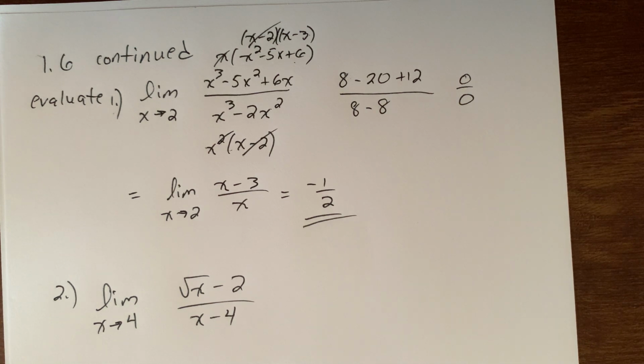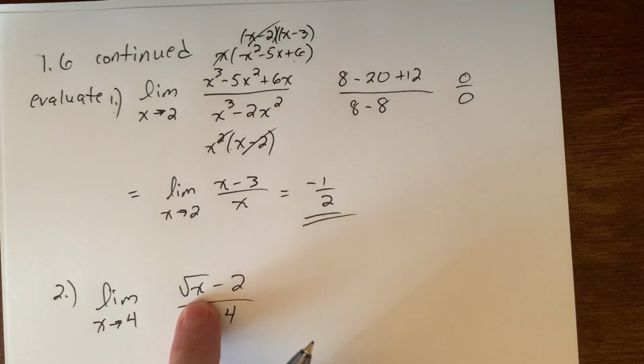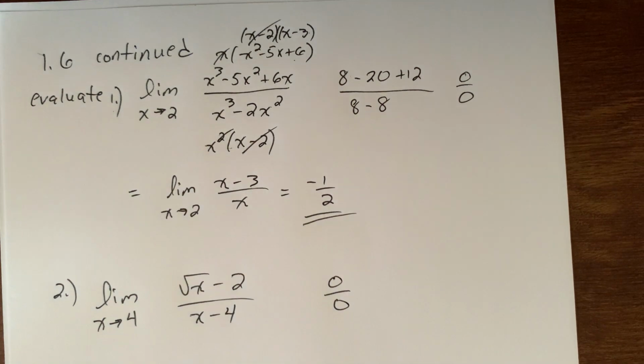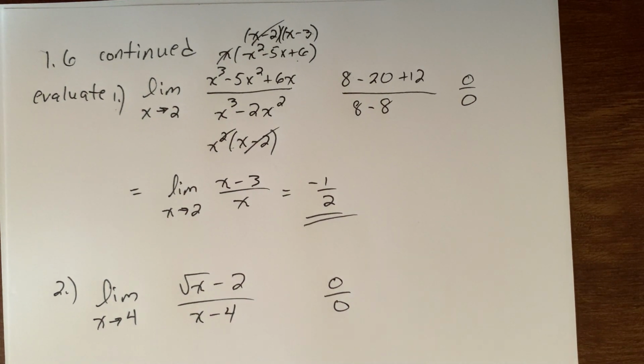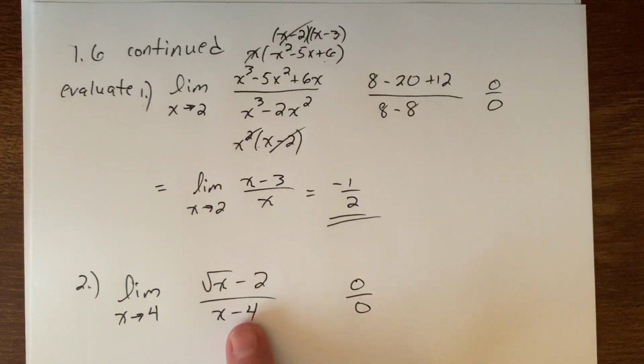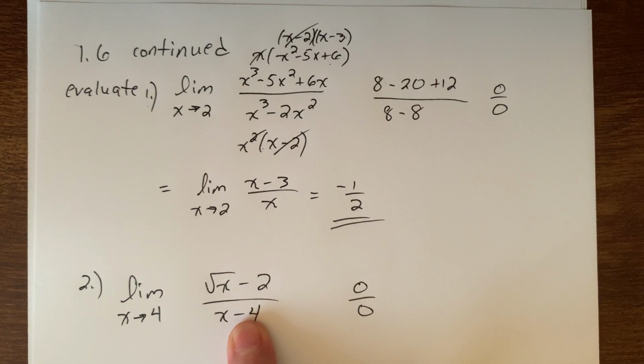Well, at first glance, again, we try to plug in, but when we plug in, the square root of 4 is 2, 2 minus 2 is 0, 4 minus 4 is 0. We're in another 0 over 0 situation. Now, most of us look at this and we do not see factoring.